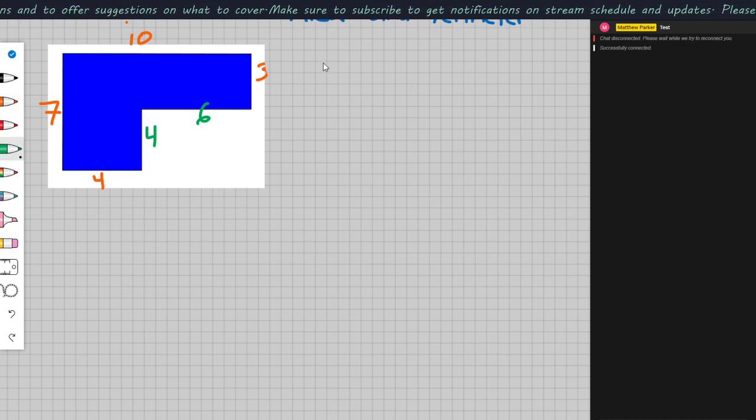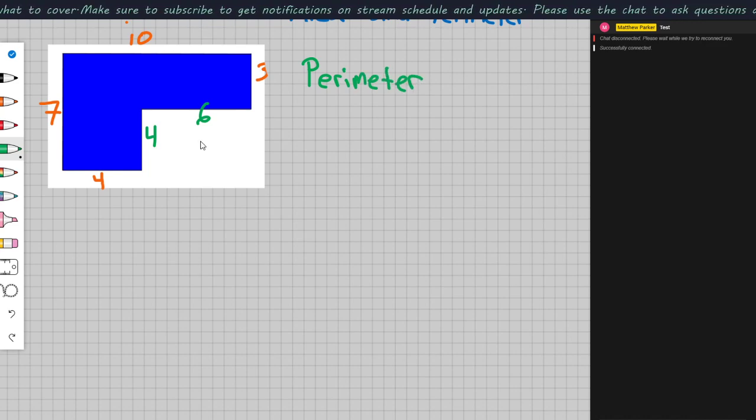So with perimeter, this one's easier than another one that we're going to have later on, because all we have to do is just add up all the sides. We don't have to calculate circumference or anything. We don't have to calculate a missing side length because we've already done that.